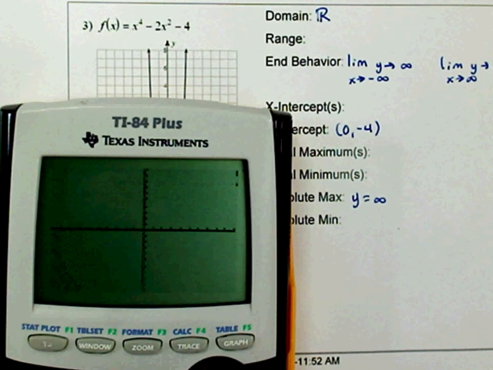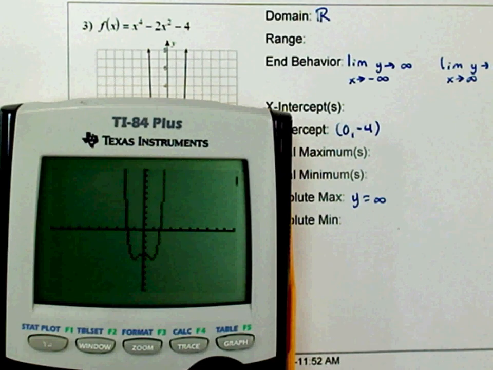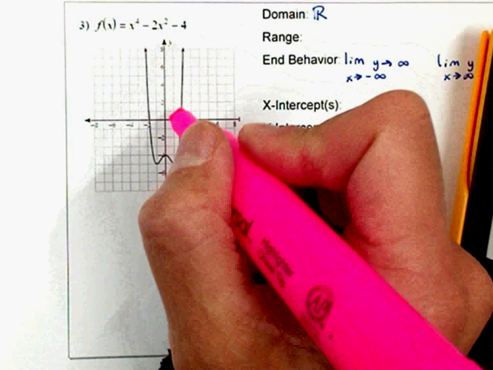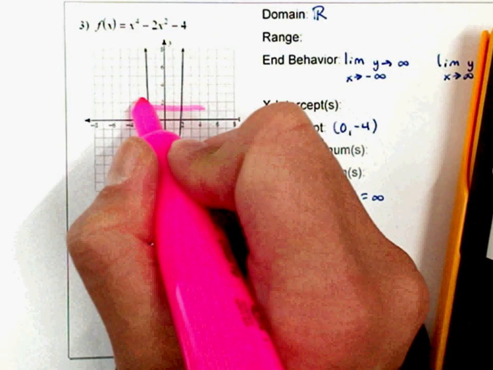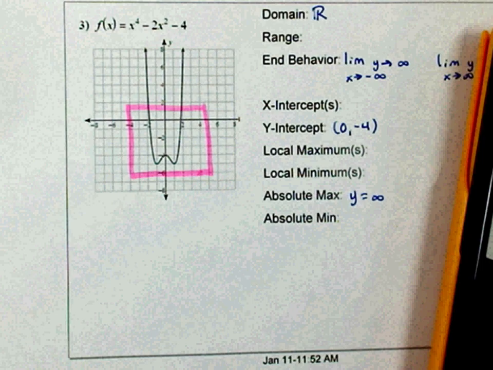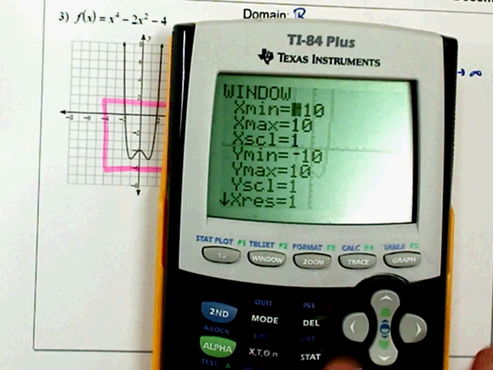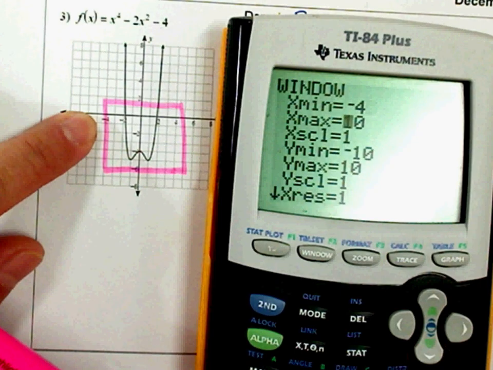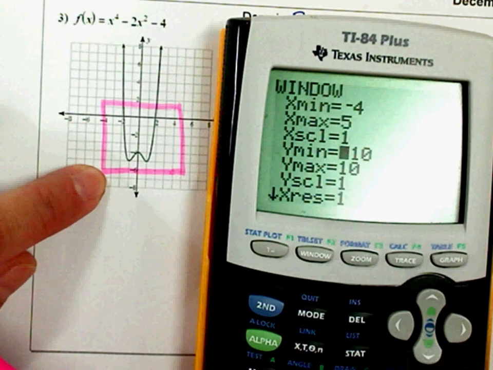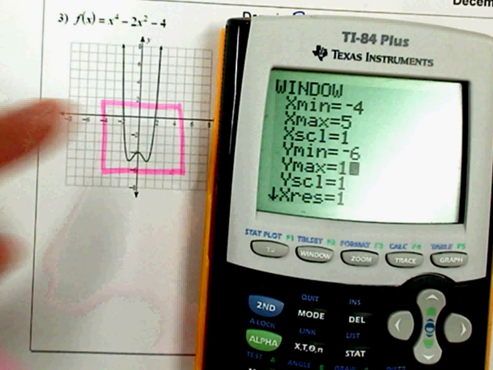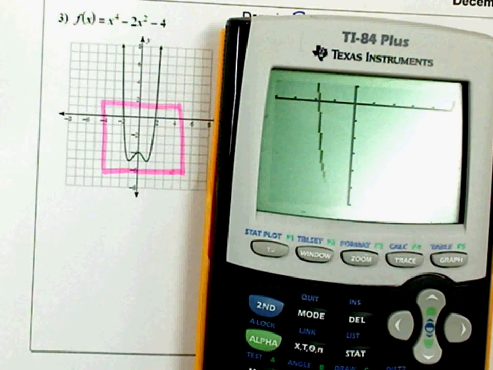Alright. I am going to zoom in my graph to look like this. You see it right there? So I can see it better. So go to window. Change this to -4. Change this to 5. Y minimum -6. Y maximum at 1. Just so I can see my x and y. There you go. You want to see your x and y axis.